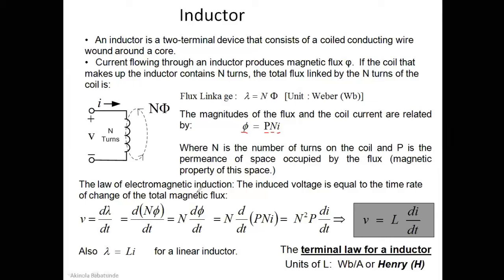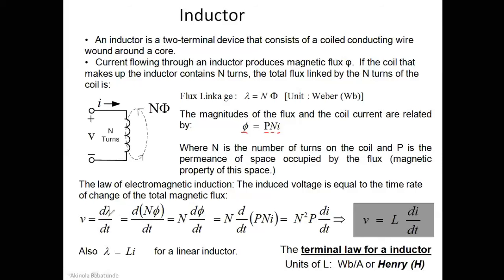Now, the law of electromagnetic induction states that the induced voltage is equal to the time rate of change of the total magnetic flux. Around the magnetic coil, there would always be a voltage induced when there is magnetic flux. So the voltage induced is equal to the time rate of change of the total magnetic flux. This is the flux linkage. All right. So the time rate of this is going to give us the voltage.